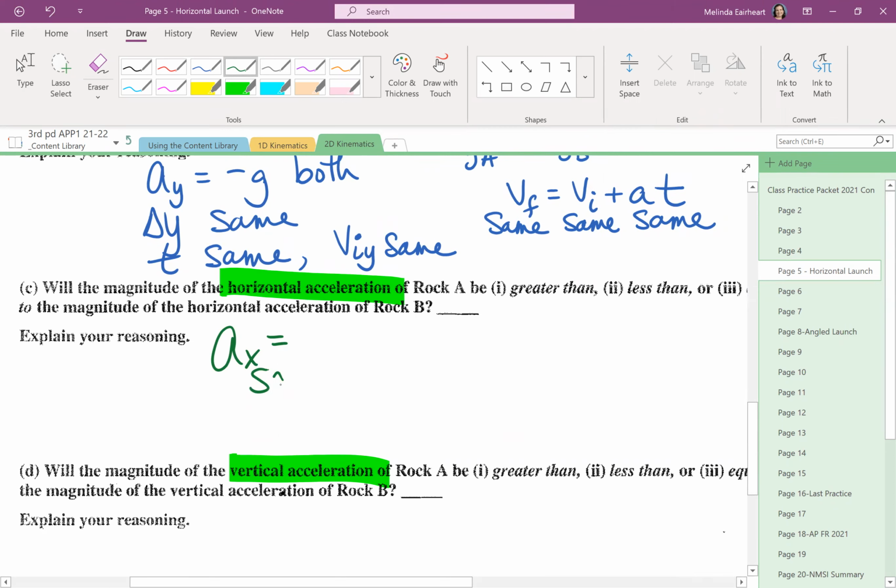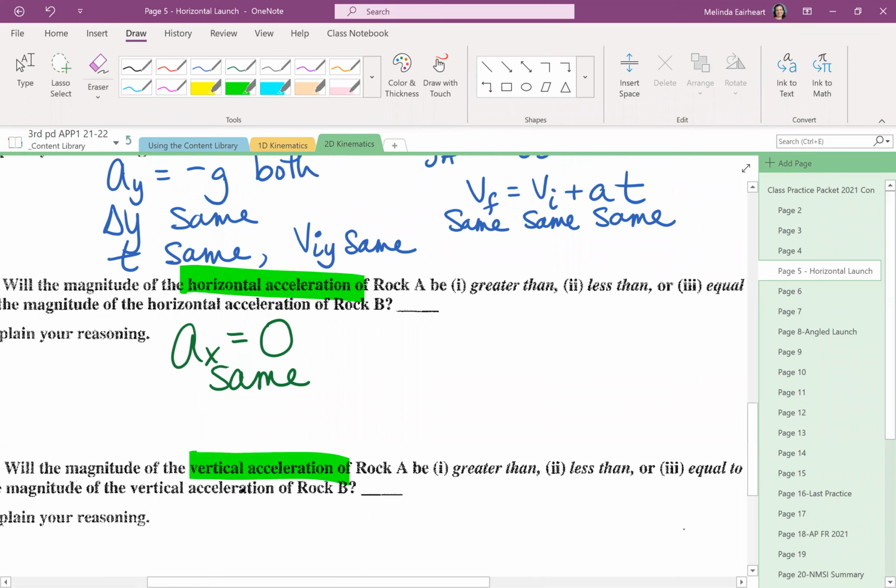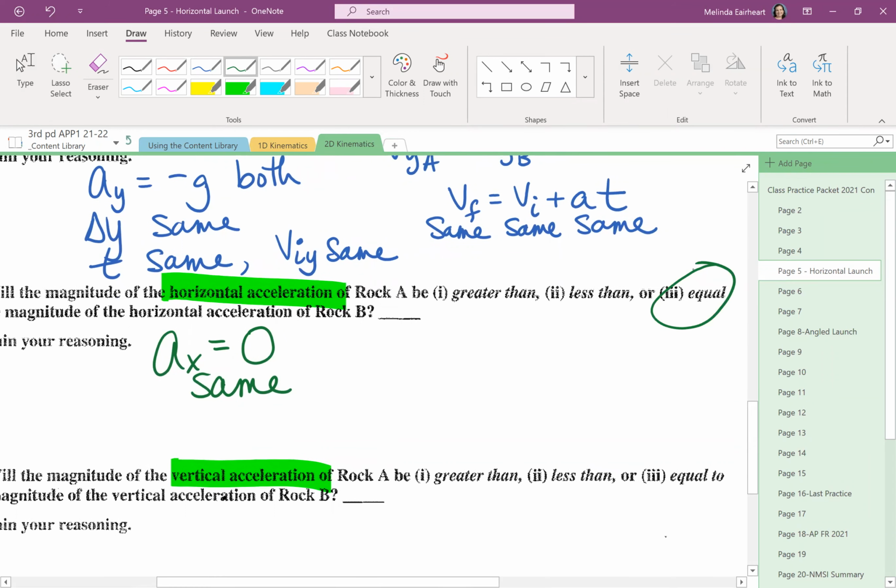Can you tell me more? A number. 0, right? So they're both 0 for the same reason, neglect air resistance, right? And so they would be equal. What about vertical acceleration?